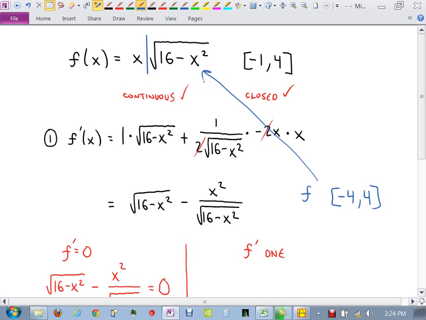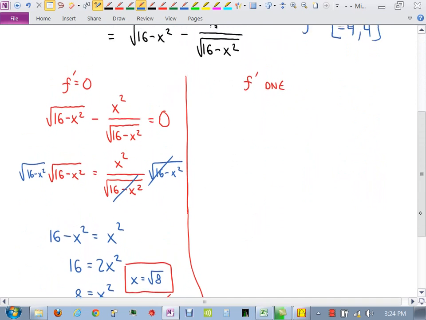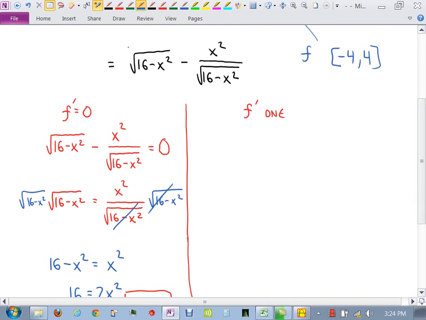If you pick any number bigger than 4, like let's say 5, you get 16 minus 5 squared, that's a negative number under the root, right? Same if you pick negative 5. When you square it, you get 25. So we're stuck. Our original domain is between negative 4 and 4. So when we come back down here and we look at the derivative, this guy right here is also stuck between negative 4 and 4, right?